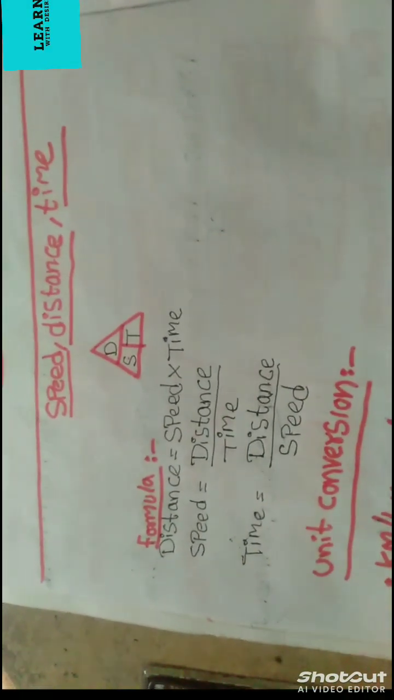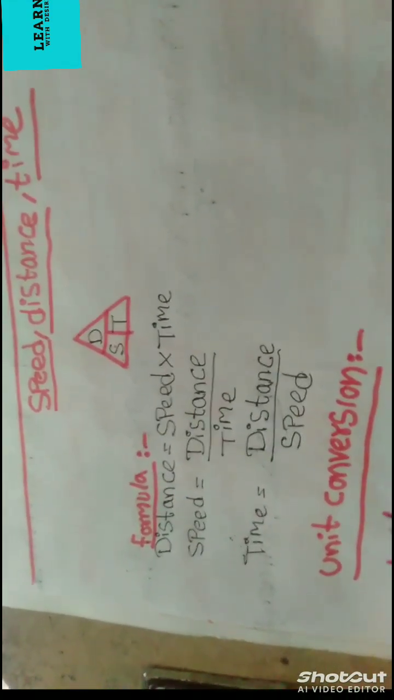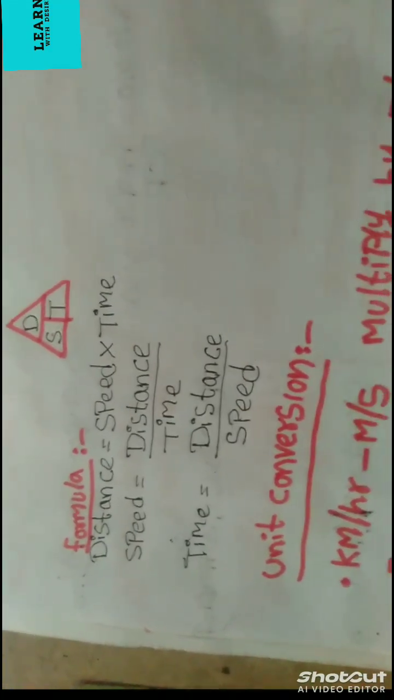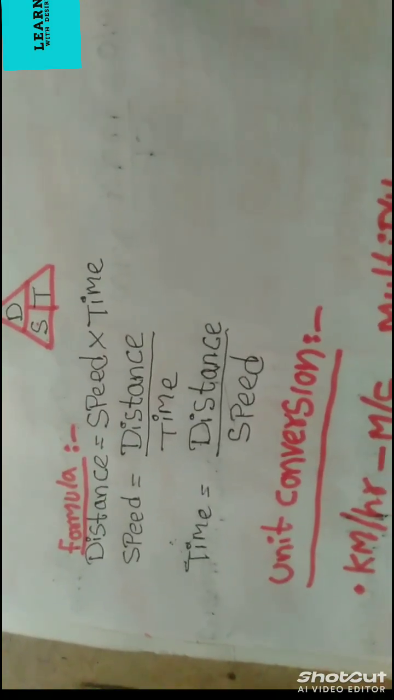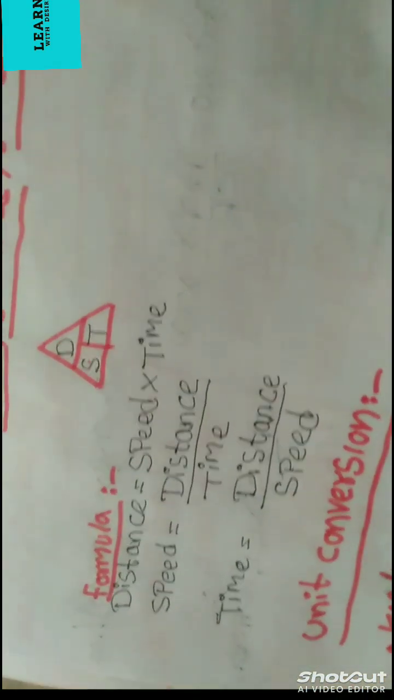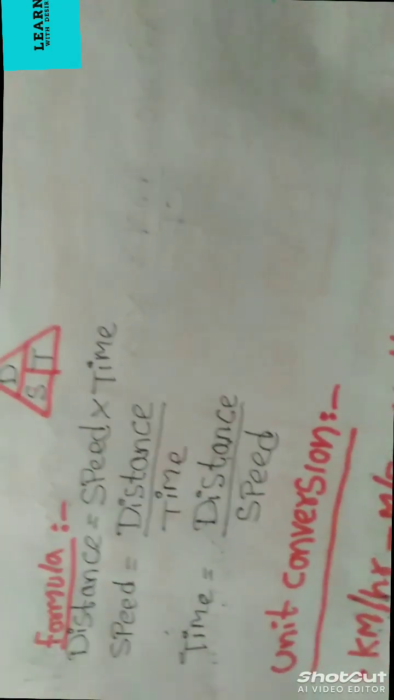In today's video we are going to see what is speed, distance and time. Here the formulas for speed, distance and time are mentioned. The three elements are interrelated to each other. By seeing the diagram you can easily memorize the formulas.